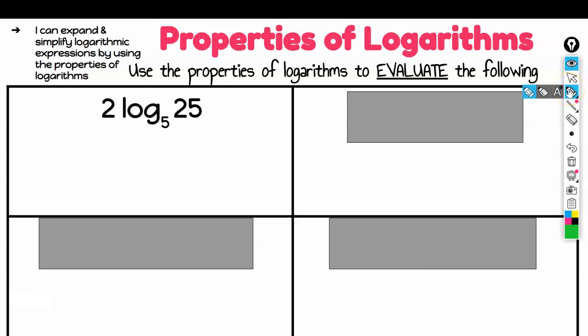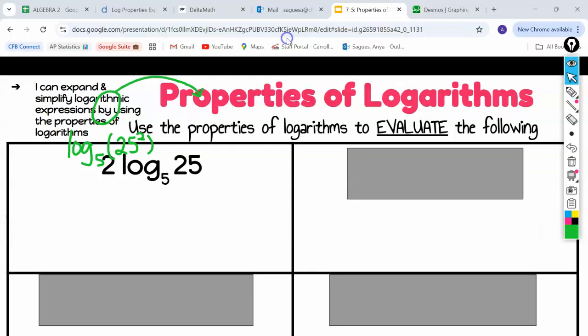And if I check my properties, I see the one that has something in front of the log is my power property. So what am I going to do with this 2? Well, I'm going to make it the power on the argument, on the number inside of the log. So when I rewrite this, I'm going to have log base 5 of 25 squared.